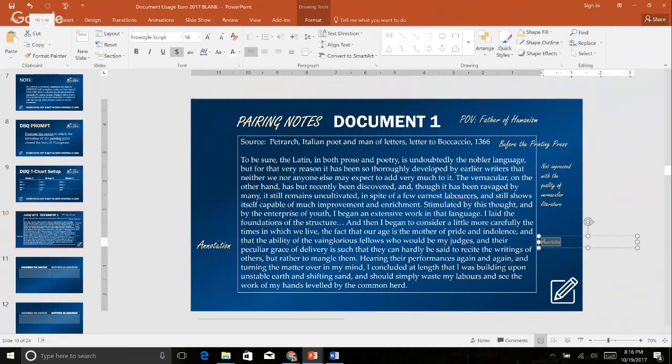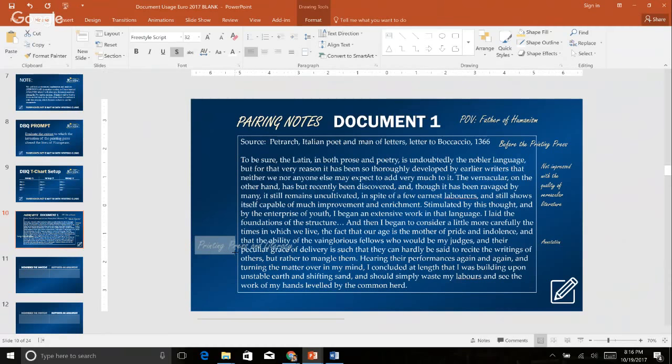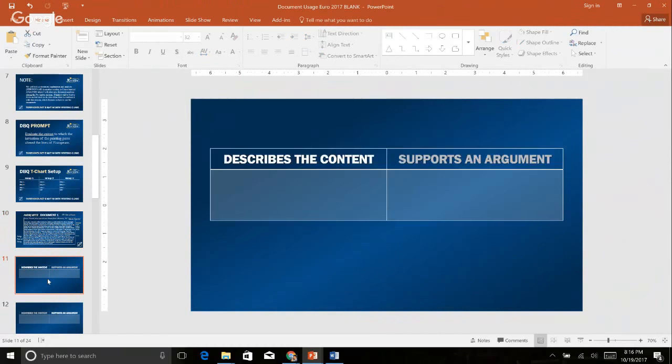We see here that we could think about the printing press and literacy. Okay, so when I annotate, I might even think about what are some ideas that I can bring in here. Okay, so when we think about this, describes the content of the document.